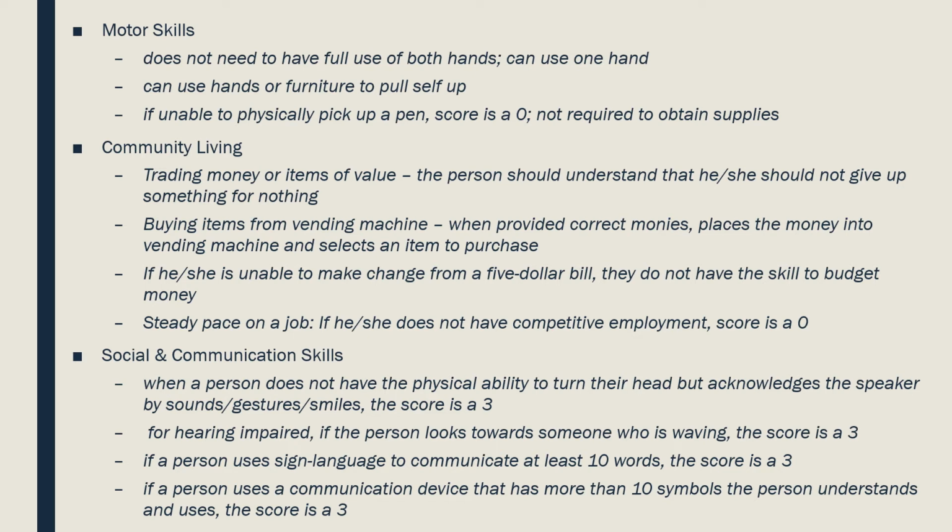Social and communication skills. When a person does not have the physical ability to turn their head, but is able to acknowledge the speaker by sounds, gestures, or smiles, the score is a 3. For the hearing impaired, if the person looks towards someone who is waving, the score is a 3. If a person uses sign language to communicate at least 10 words, the score is a 3. If a person uses a communication device that has more than 10 symbols the person understands and uses, the score is a 3.